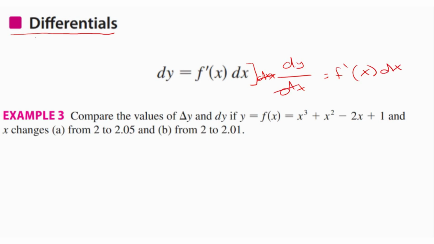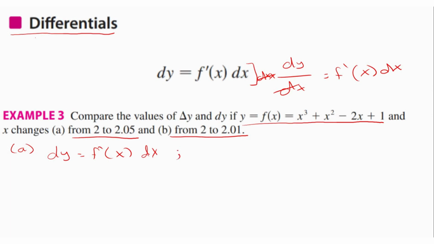Now here we have, in this example, to compare the values of delta y and dy if y is the given polynomial function, and as x changes from 2 to 2.05 and from 2 to 2.01. To start with part a, we should first get dy, which is f prime at x multiplied by dx. So basically we know that the x we have is going to be 2, and dx is the change that happens from 2 up to 2.05, so it means 2.05 minus 2, which is 0.05.